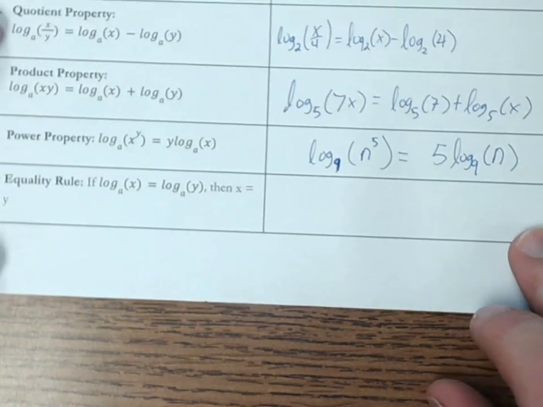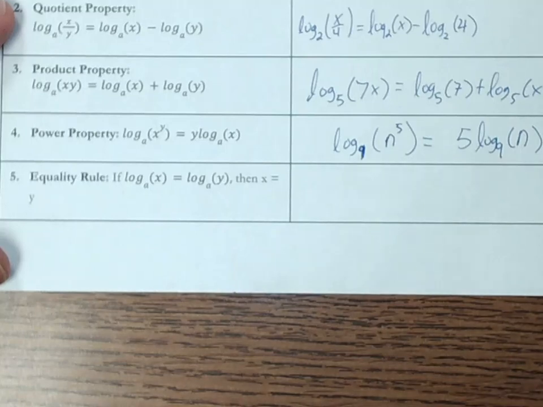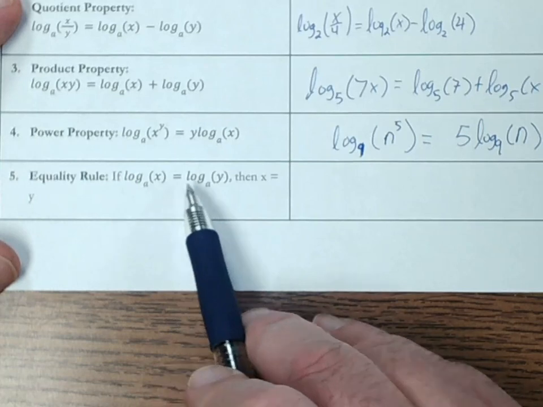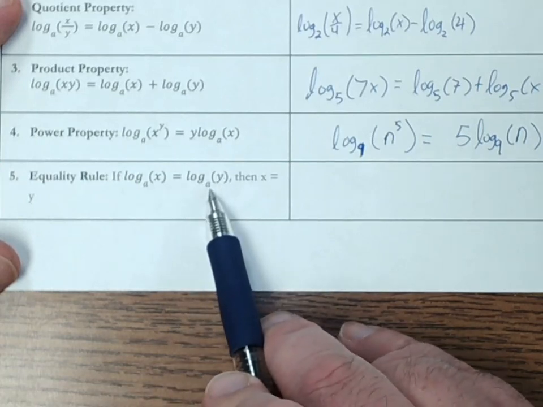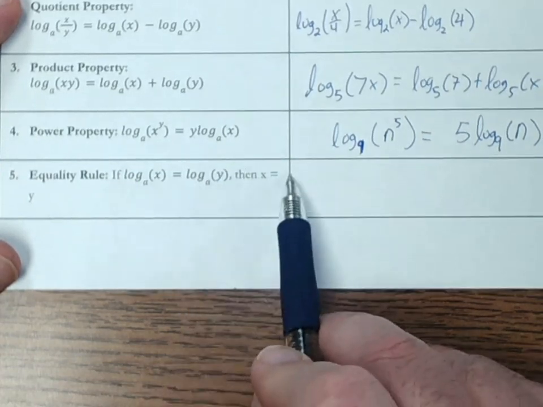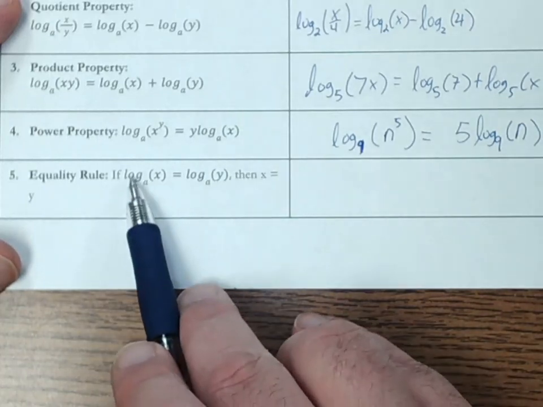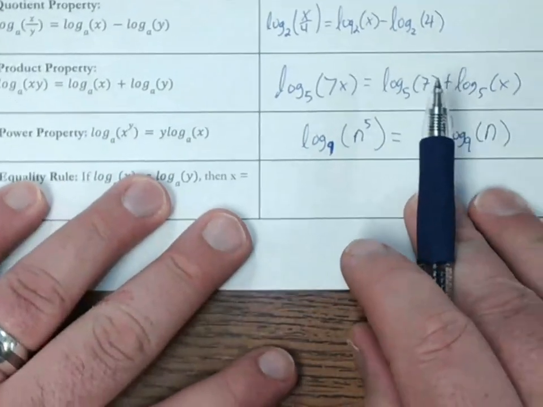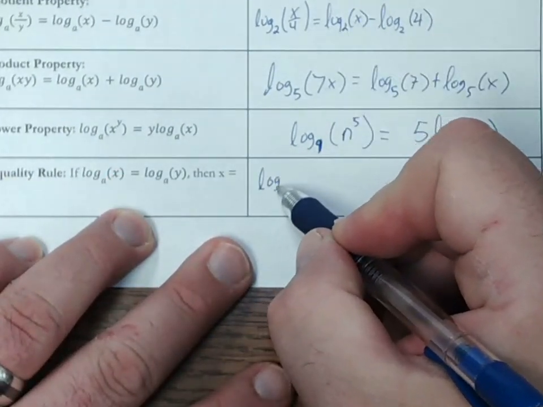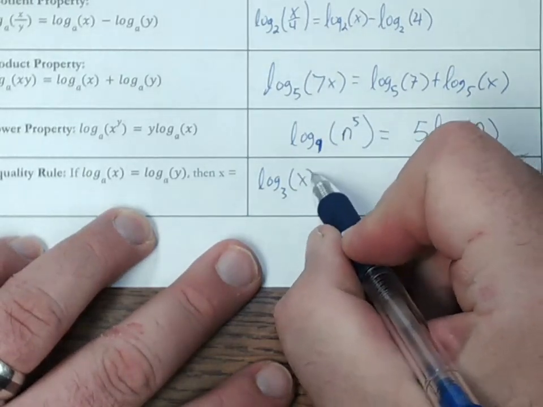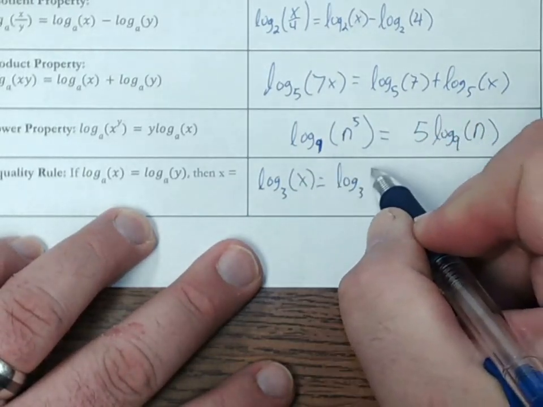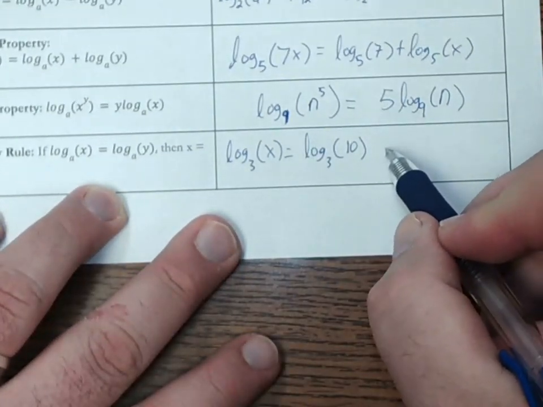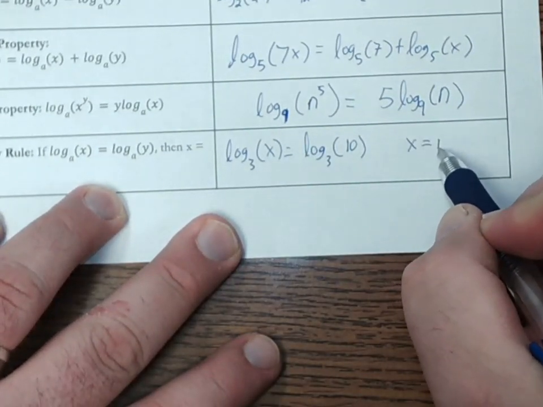The second to last one here is called the equality rule, what I like to call the duh rule. If you have a log with this certain base of something, and it equals the log of something else with the same base, then the two things in the parentheses are equal, right? You're taking the log of both of them. It's the same base, so what's in the parentheses must be the same. Let me give you an example. Let's say the log base 3 of x equals the log base 3 of 10. That means, or that would imply, that x equals 10.